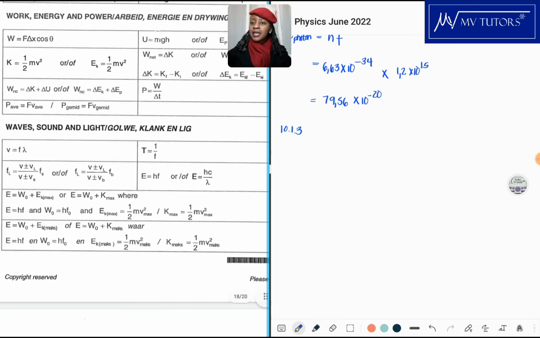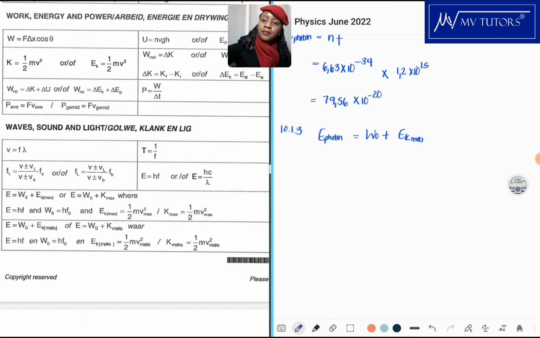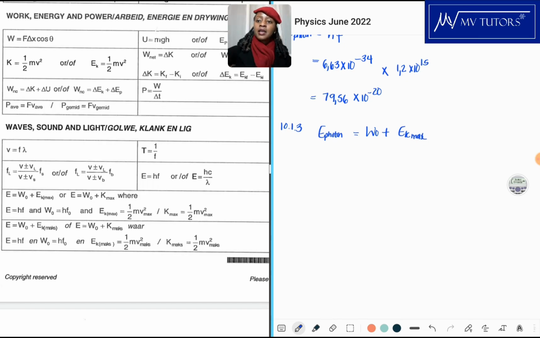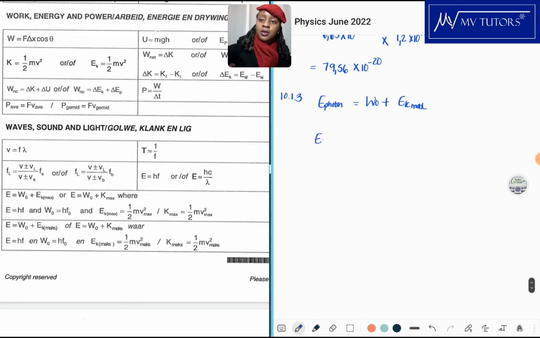And we go back to the energy of a photon. Okay, so we have E, the photon. Now, because we're dealing with kinetic energy, we're going to take the other equation, which is equal to the work function plus the maximum kinetic energy. Okay, so we are looking for kinetic energy. So I'm going to say the maximum kinetic energy is equal to the energy of a photon minus the work function.